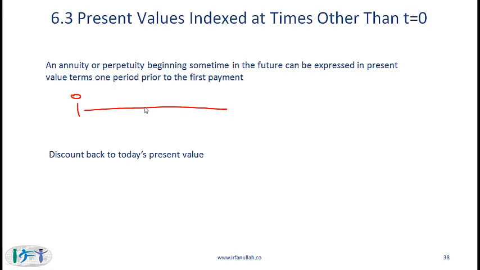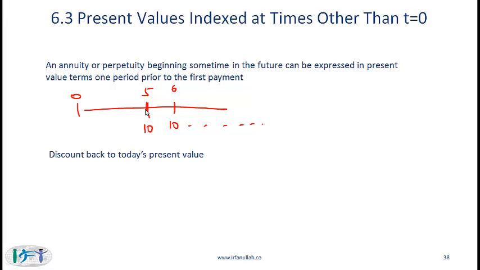Let's say that I offer you a cash flow which starts at the end of year 5, and this goes on forever. So I'll give you $10 at the end of year 5, end of year 6, and so on forever. So this is a perpetuity which is starting at the end of year 5.